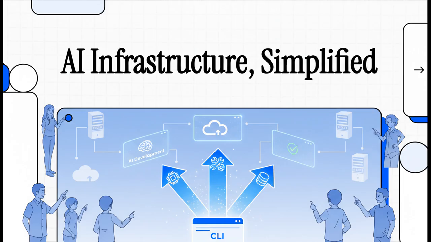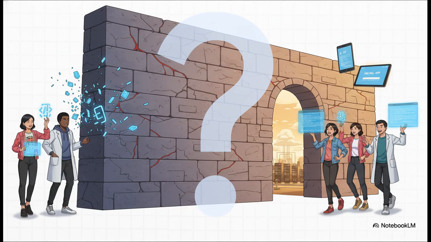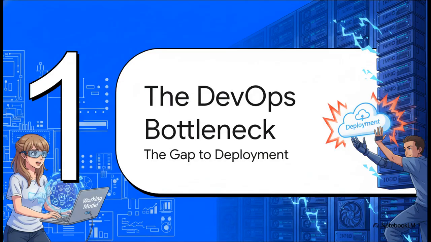Seriously, let's dive in. For anyone who's ever built an AI model, there's this really frustrating moment that always seems to happen. You've done the hard part, right? The data science is good, the code is working, and then boom, you hit a brick wall. And that wall is always the infrastructure. And this has a name. It's called the DevOps bottleneck.